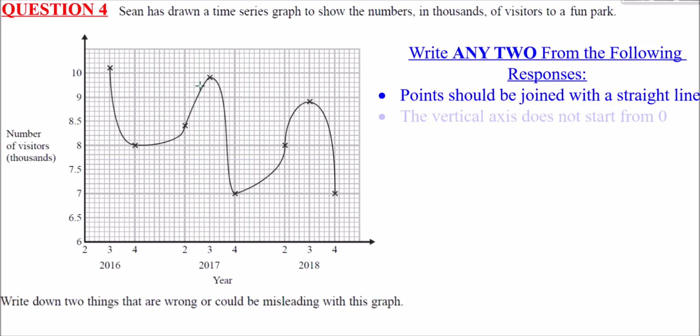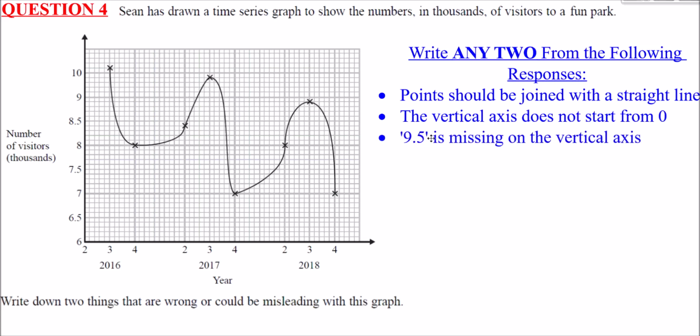Another thing you could mention is the vertical axis doesn't start from 0, and so this makes it very misleading indeed. So for example, it looks like from this point up to that point, the number of visitors is more than tripled if you're just looking at the graph or you weren't particularly mathematically inclined, whereas actually it's only gone from 7 up to 9.8, which isn't doubling at all. And so because it's a broken scale graph, not starting from 0, that can be misleading. It's not wrong, but it falls into the misleading category.